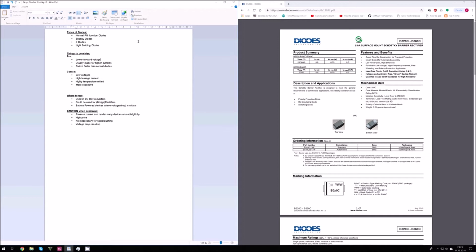Pros or advantages of Schottky diodes are that they have a lower forward voltage. That means that less voltage is dropped across the diode. When we are in high current applications, this means that we lose significantly less power in our entire design, and our entire product will be more efficient, lose less power, and probably live longer because less temperature rise is achieved.